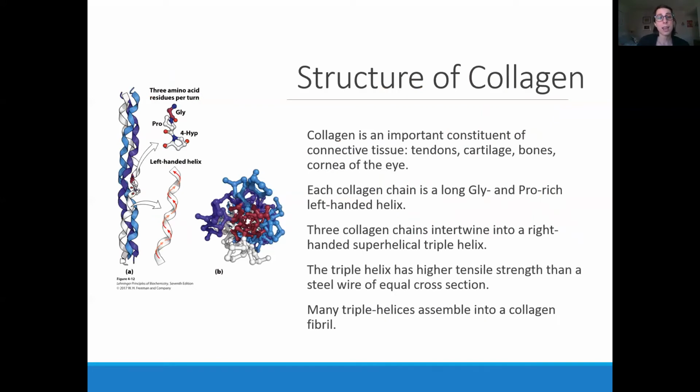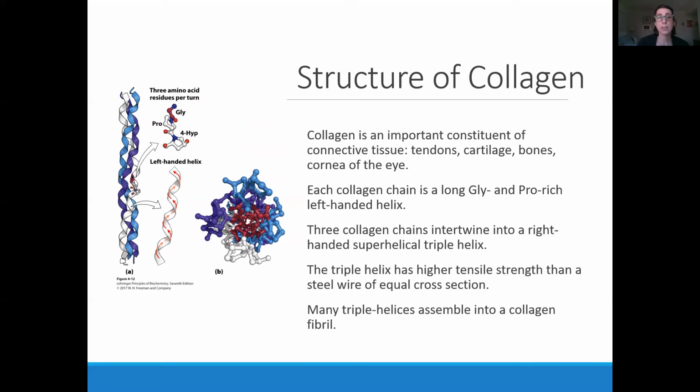Okay, so collagen again is another example of this type of fibrous protein. Collagen forms very important parts of our tissue, tendons, cartilage, bones, even the corneas of your eyes are formed by the collagen protein. Collagen, each chain is just a very long alpha helix chain of glycine and proline rich left-handed helixes. So it has a left-handed structure, and the R groups on this are very rich in the glycine and proline.